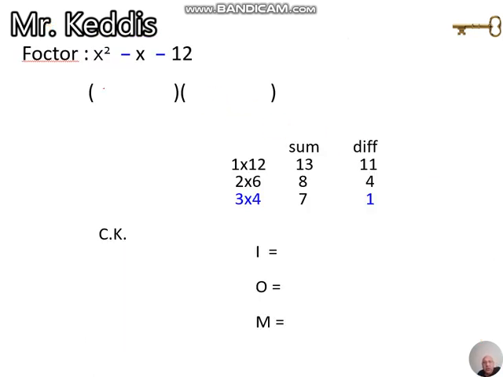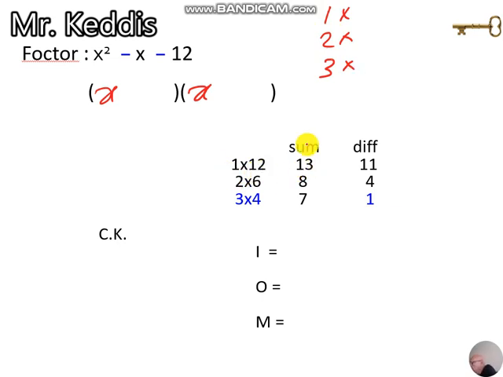To factor x squared minus x minus 12, we start with x and x first. Then look at the number 12, the last term: 1 times what gives 12, 2 times what gives 12, 3 times what gives 12. Please go in order: 1, 2, 3.